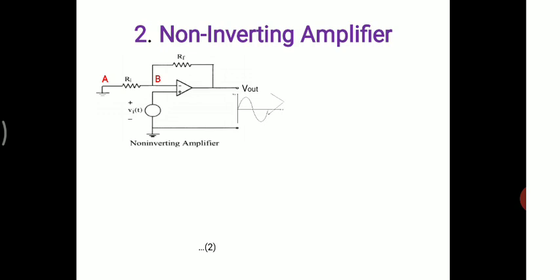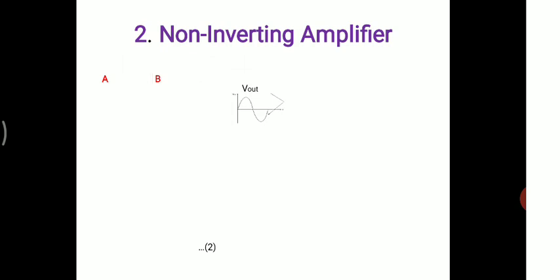So this is called negative feedback. Since we are connecting the output voltage to the inverting terminal, that is the negative terminal of the op amp, we call this feedback negative feedback. This negative feedback network consists of the resistance Rf. Rf is the feedback resistance, as we have discussed in the inverting amplifier also.